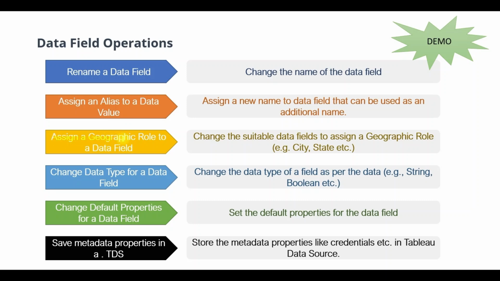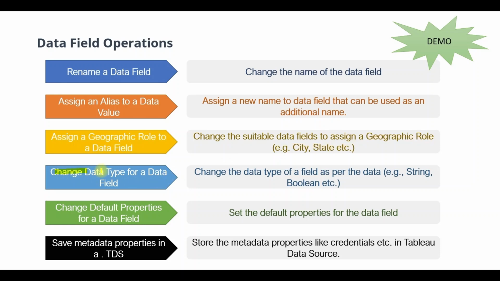Then comes assign a geographical role to a data field. When the data is imported and in the data there is any column that is related to geography, for example, city, state, or district names, Tableau is a very smart tool that will automatically detect it. But sometimes if it is not detected automatically, we can even do it manually. So we can change the suitable data fields to assign a geographic role, for example, the city, state, etc.